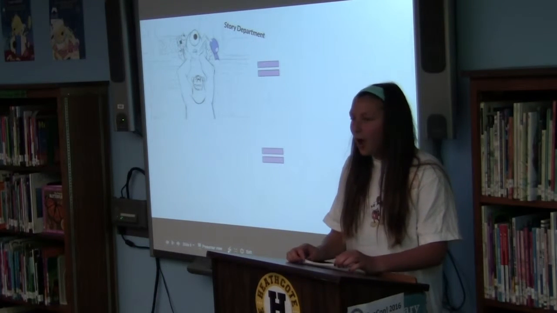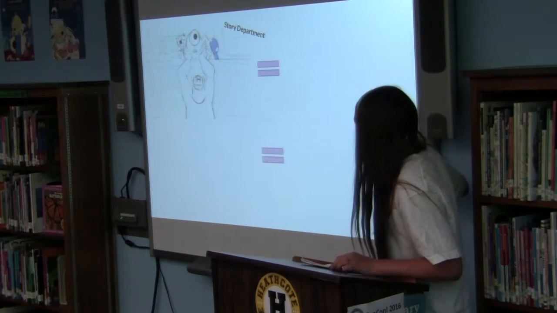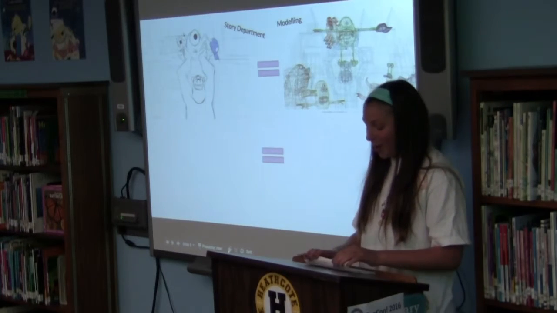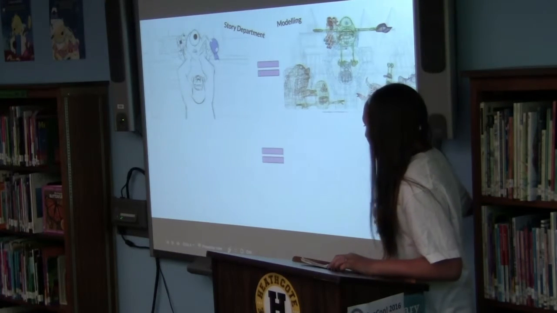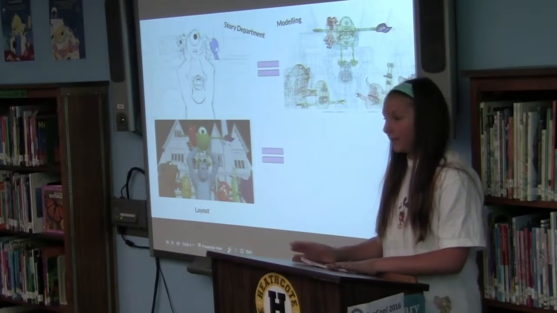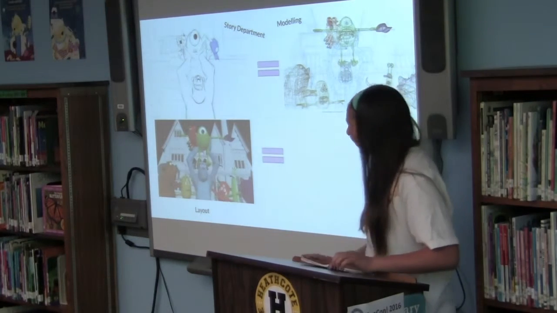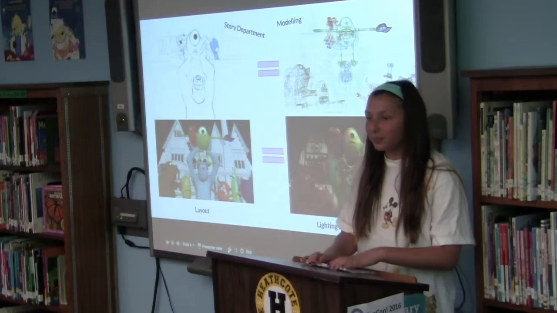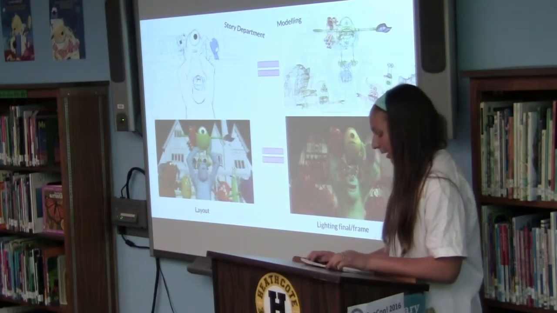The next step is where all of our technology gets involved. The modeling process. This step is bringing your drawings to life. On to our third step, which is the layout. The layout is what our final product will actually look like except for all the detail and texture, which brings us on to our fourth step, the lighting, final frame, which is just picking what lighting looks best for the scene and of course our final product.